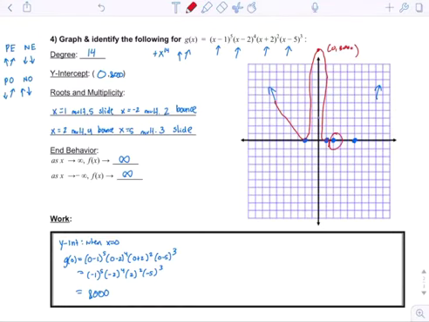The next 0 right there, which is x equals 2, is going to bounce. So when we come up on the 0, it will bounce off. And then x equals 5, it's going to slide. And there's your graph for number 4.